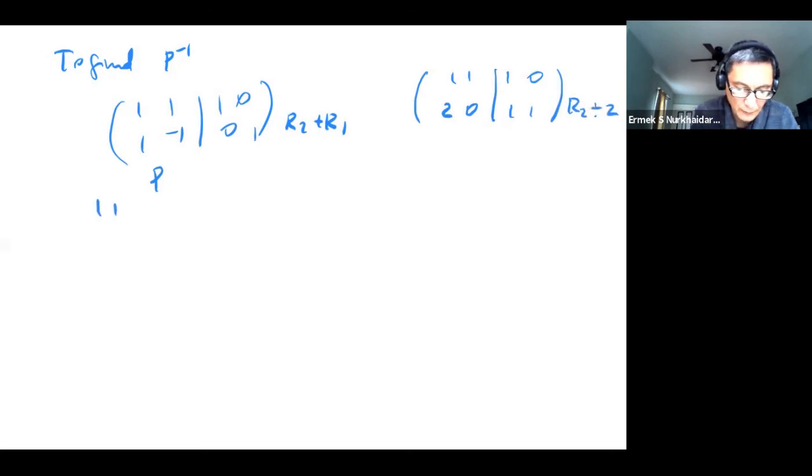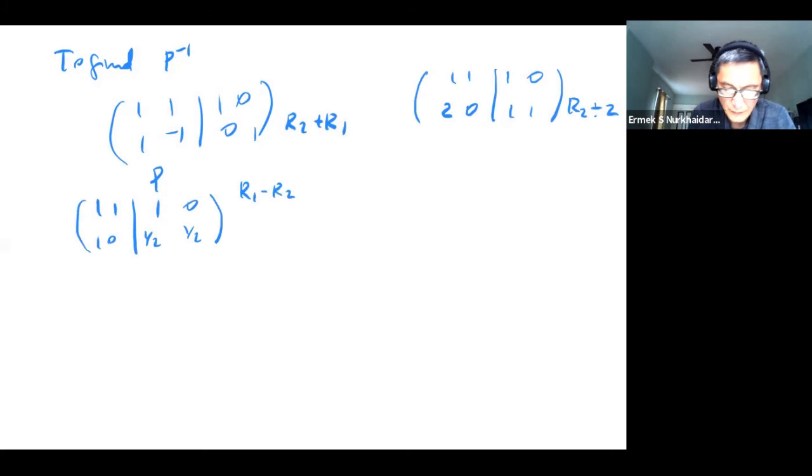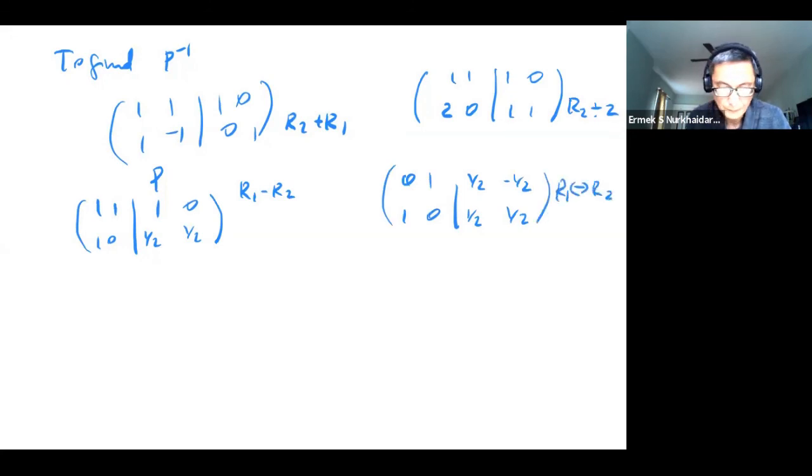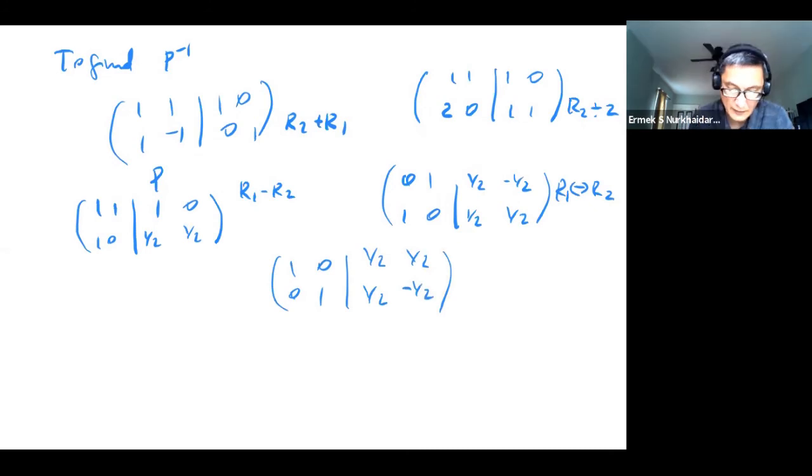So we're going to get 1, 1, 1, 1, 0, 1 half, 1 half, 0. Then row 1 minus row 2. So we're going to get 1, 0, 1 half, 1 half, 1 half, negative 1 half, 0, 1. Switch row 1 and row 2. So we're going to get 1, 0, 0, 1, 1 half, 1 half, 1 half, minus 1 half. So that is P inverse.